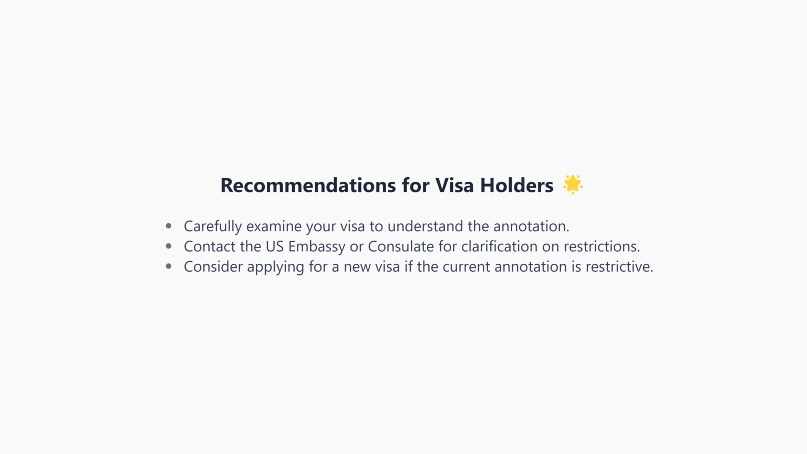First, it's important to carefully examine the visa to understand the exact wording of the annotation and its limitations. Second, reaching out to the U.S. Embassy or consulate for clarity can help determine whether the annotation restricts travel to other locations for the exam. Lastly, if the annotation is found to be restrictive, applying for a new visa that specifies the purpose of travel, such as taking the NPTE exam in New York, might be necessary.